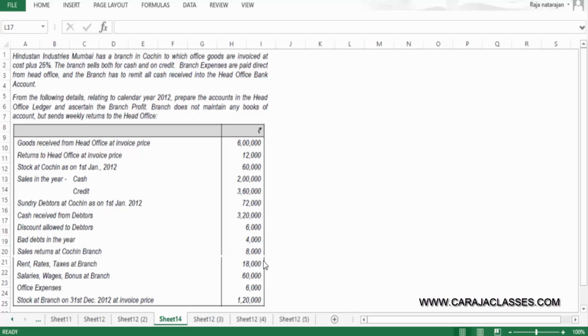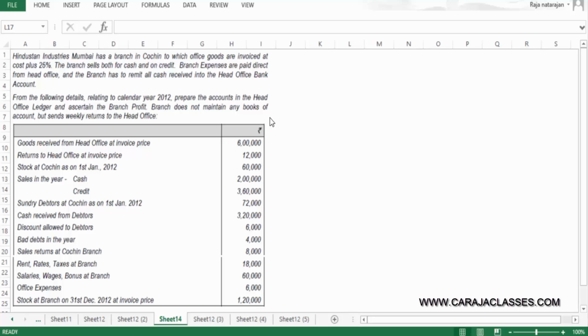Then we have rent, rates, taxes, salaries, wages, bonus, office expenses, and stock at branch on 31st December 2012 at invoice price is also available. So our task is to prepare the accounts in the HO ledger and ascertain branch profit. Branch does not maintain any books, so the question is not clear whether the debtors method or stock and debtors method has to be followed. So in this problem, let us try with stock and debtors method.